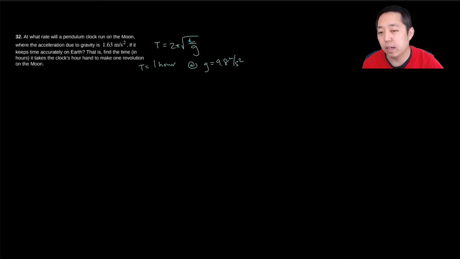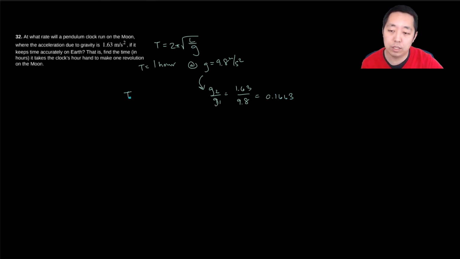I could calculate the L of that, so that's one way I could do it, and then just plug in a different G. But really, G is going to go from here to here. So my ratio of G2 to G1 is 1.63 divided by 9.8, and that is 0.1663. So G is going to decrease. That means T is going to increase, right? Because if G gets smaller, I'm dividing by a smaller number, so this whole thing is bigger, and T is bigger. But T gets bigger by dividing by the square root of 0.1663.